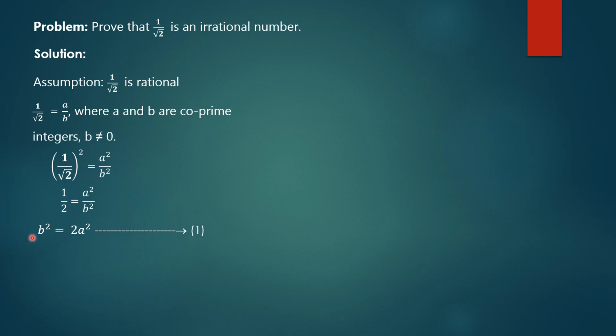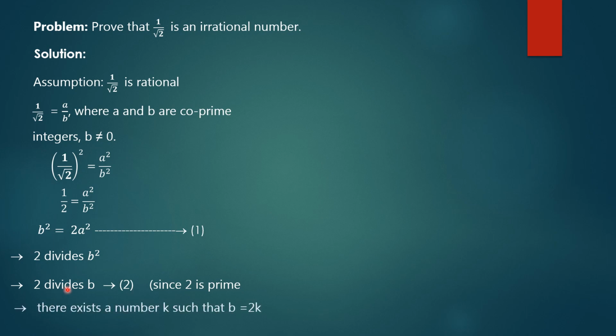It is very important. B square is equal to 2a square. B square we have written as 2 into some number. It means 2 divides b square. 2 divides b square, and 2 is a prime number. That's why 2 divides b. Now as 2 divides b, there exists a number k such that b is equal to 2k. For example, 2 divides 8 because 8 is equal to 4 into 2 or 2 into 4.